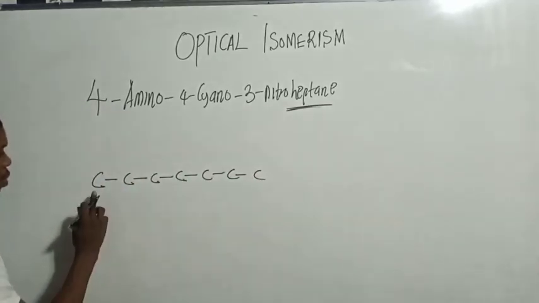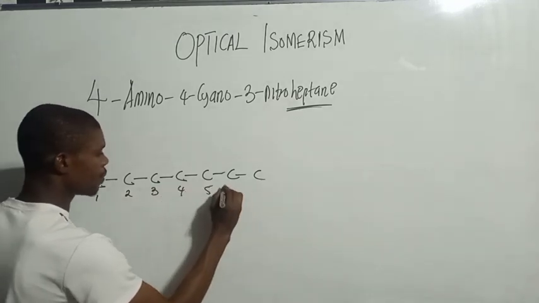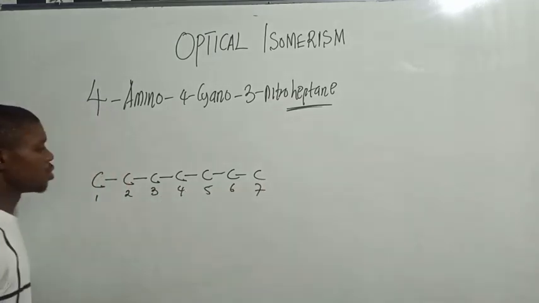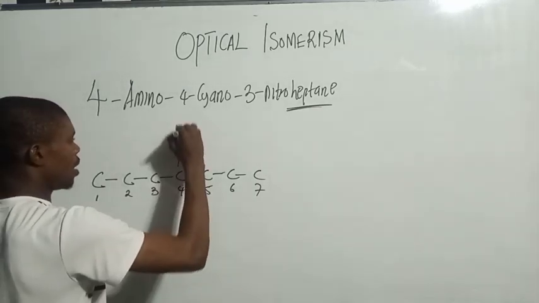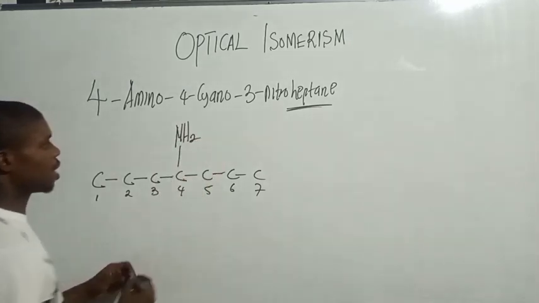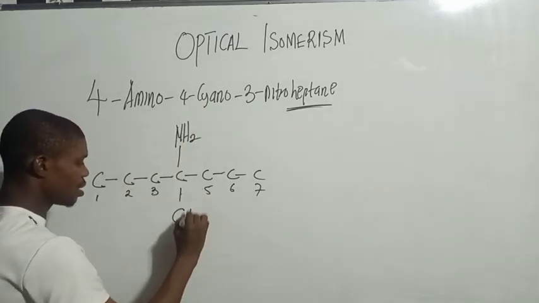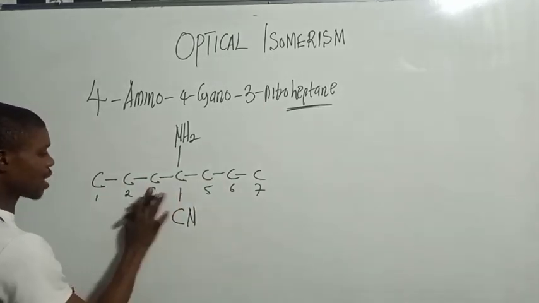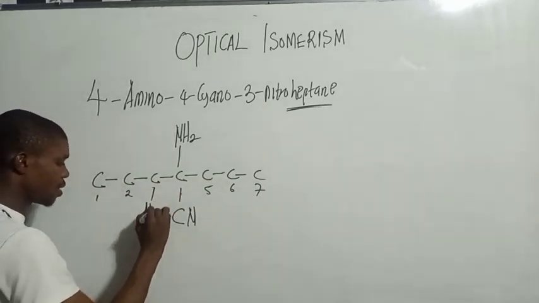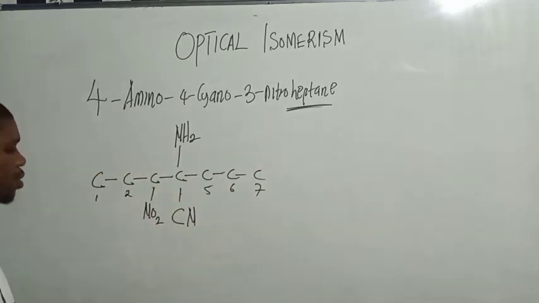So here we have carbons 1, 2, 3, 4, 5, 6, 7. Carbon number 4 has an amino group, NH2. This is called an amino group. You also have a cyano group, CN. Then carbon number 3 has a nitro group. Can that be up or down? So let me put it here. The next thing to do is to give them hydrogen.